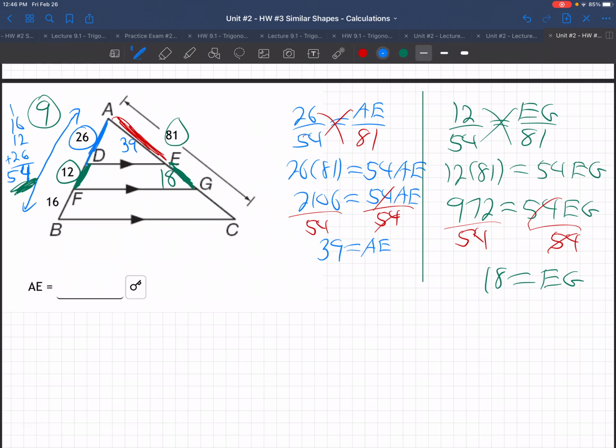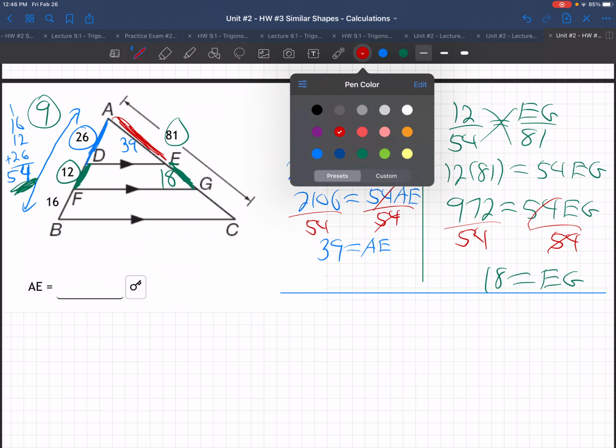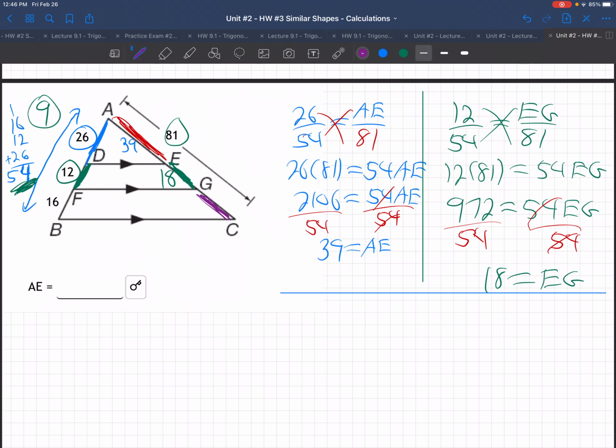And then let's wrap it up with the last section here. We're going to say just this little part. Let me get a new color here. Just this little part right here and this little part right there. So that's 16 out of the whole 54. Just the bottom part, GC, out of the whole 81.